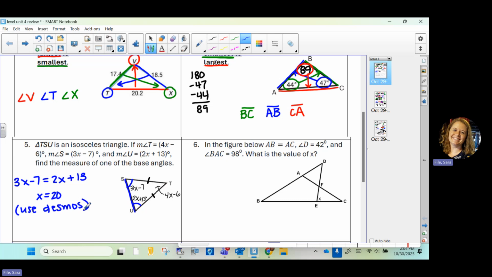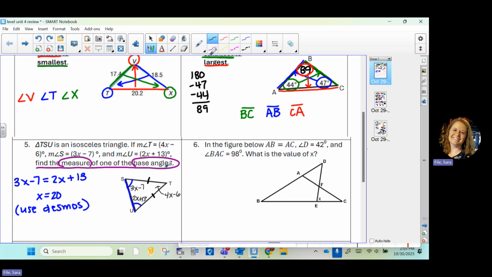Okay, now did the question say what's X? No. When you think you have an answer, you better go back and read that question and make sure it's the right answer. They didn't ask for X. They said, find the measure of one of the base angles. So the measure of a base angle. We said the base angles were S and U. So what can I do with X is 20 now?